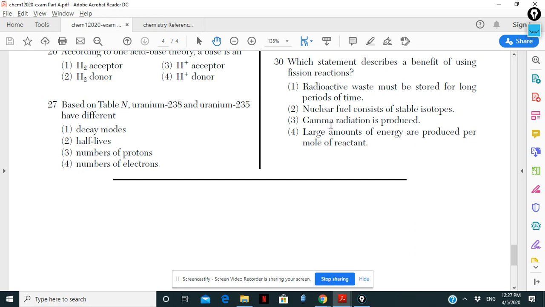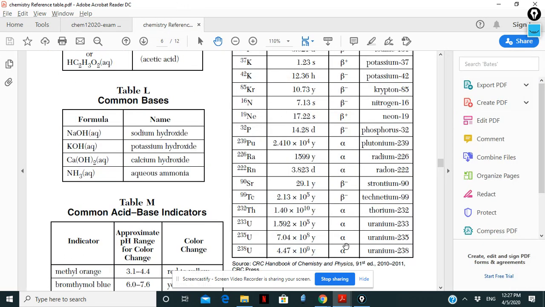Why couldn't it be protons? Because the protons are the characteristic of the element. It's like the ID for the element. If it changes, you have a different element. Why not a different number of electrons? Because the atom is neutral, meaning the number of protons equals the number of electrons. Since the number of protons is the same, the number of electrons is the same. They have the same decay mode and differ only in their half-life.